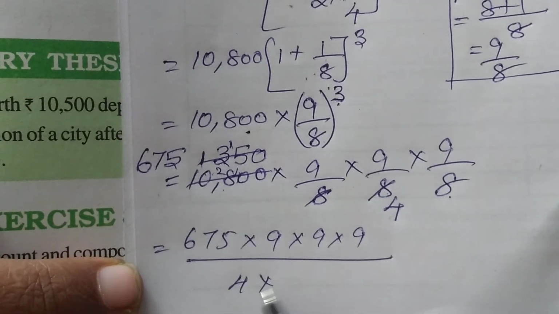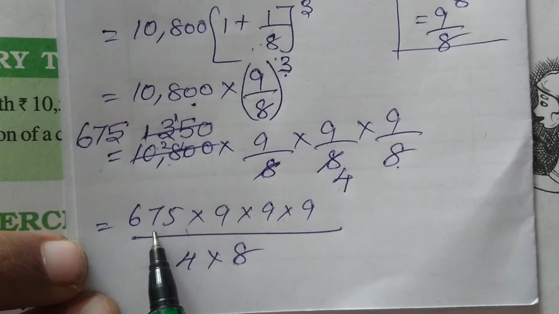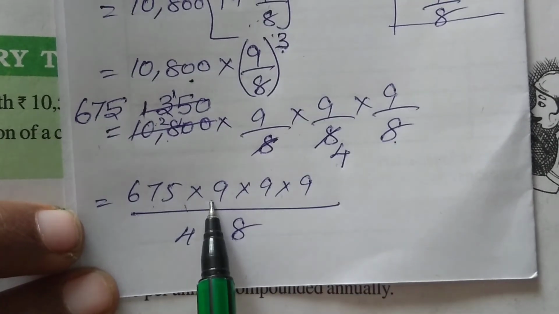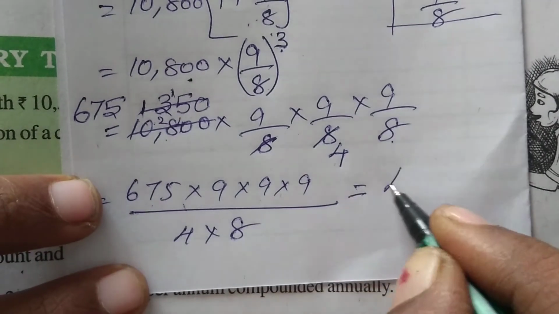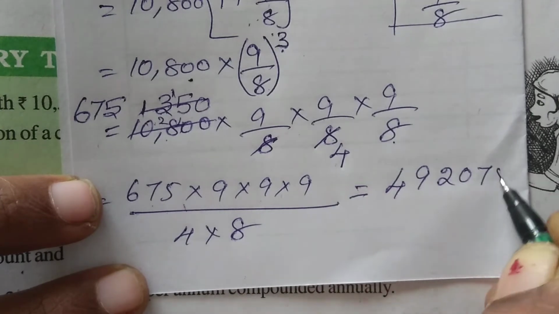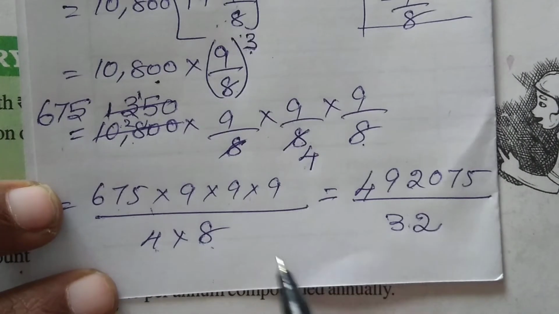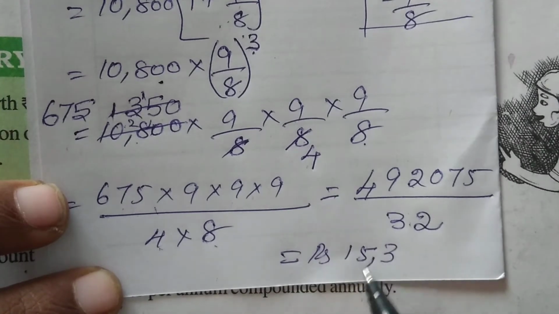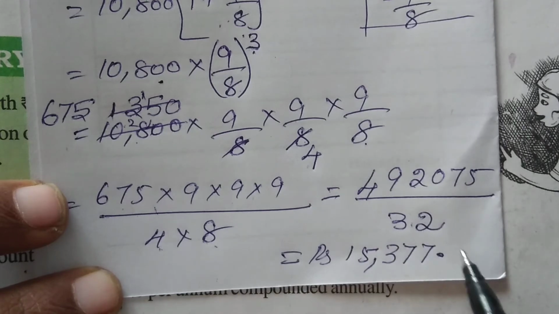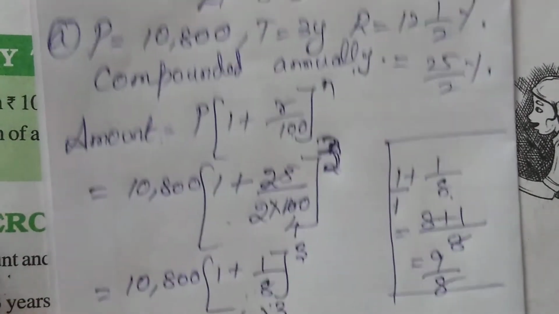When we multiply this, you can multiply in the rough column of your notebook. 675 into 9, how much? Multiplied by 9, multiplied by 9. When I multiply, I get the answer 492075, divided by 4 8s are 32. When I divide this, I get the quotient as rupees 15,377.34. So I got my amount to be 15,377.34. But what should I find? Interest I have to find. The question is to calculate the amount and compound interest.